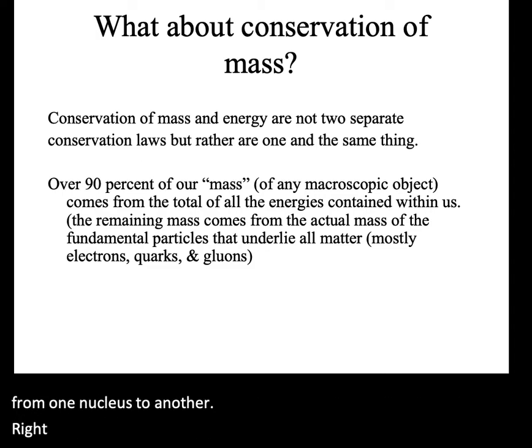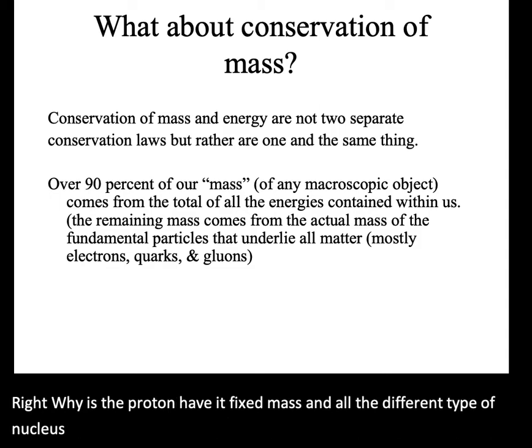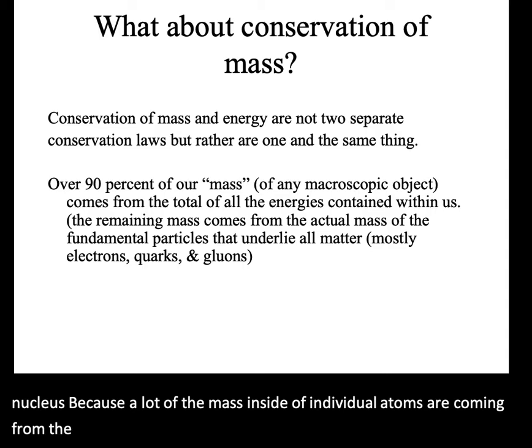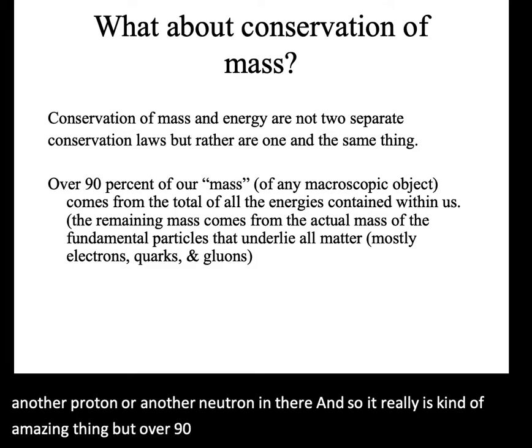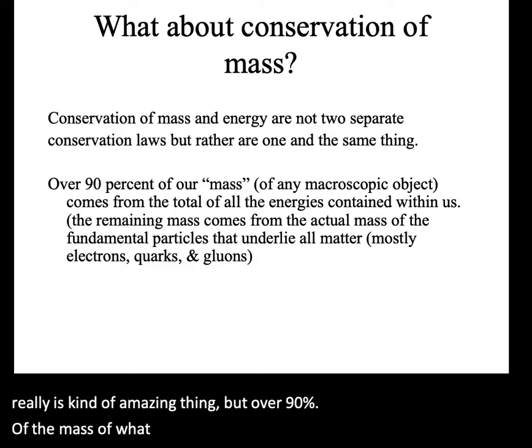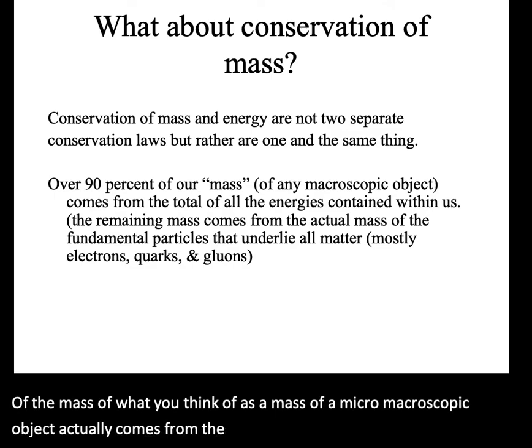Why does the proton have a fixed mass in all the different types of nuclei? It's because a lot of the mass inside of individual atoms is coming from the relationship between the nuclei, one proton interacting with another proton or another neutron in there. And so it really is kind of an amazing thing, but over 90% of the mass, what you think of as a mass of a macroscopic object, actually comes from the internal energies inside of there, right?